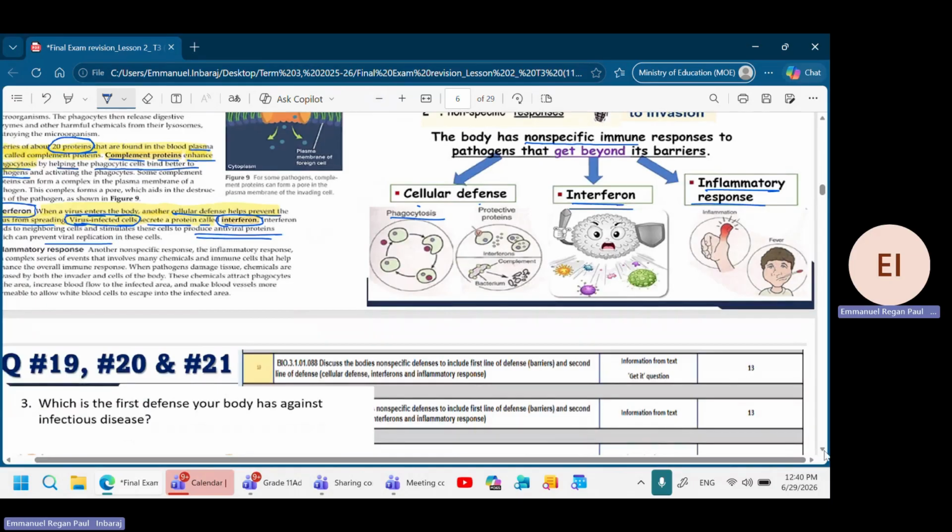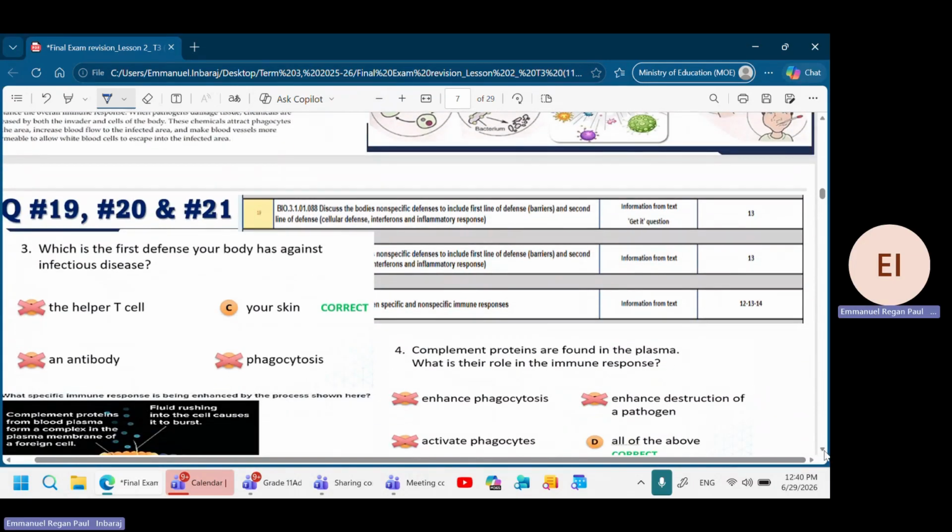Now let's move on to some of the questions. Which is the first line of defense against infectious disease? You see, the first line, what is outside your body? The skin. So skin is the first line. What is the role of the immune response? Complement proteins are found in the plasma. What is the role? It enhances phagocytosis. Yes. It enhances destruction of pathogen. Yes, of course. It activates phagocytosis. Yes. So the answer is all of the above. It will do all the three.